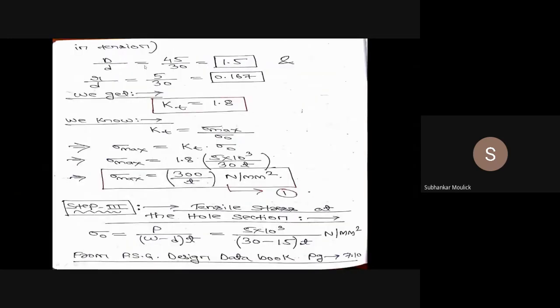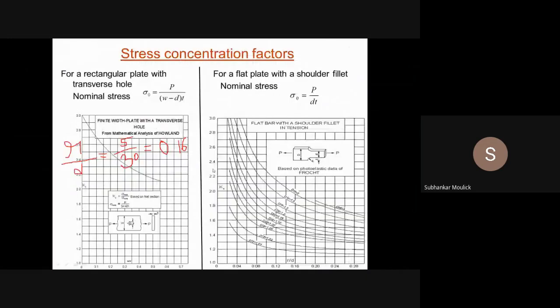See, capital D by small d is 1.5. Small r by d, 5 by 30, is 0.167. Now, corresponding to capital D by small d 1.5 and small r by d 0.167, in the y-axis, what is the value of kt? Let us find out. So it is 0.167 and capital D by small d is 1.5. So this is my 0.16.